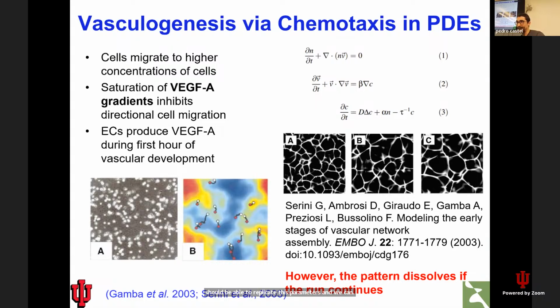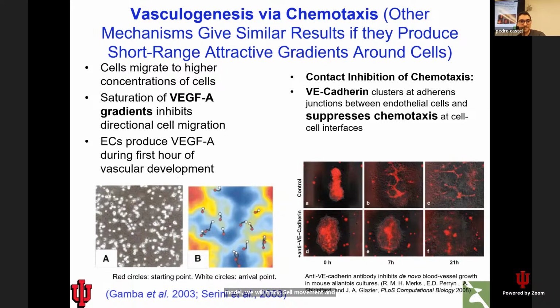So this model cannot track cell movement. In our model, we could track cell movement and see how exactly they move in space.